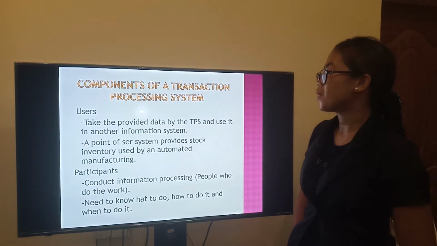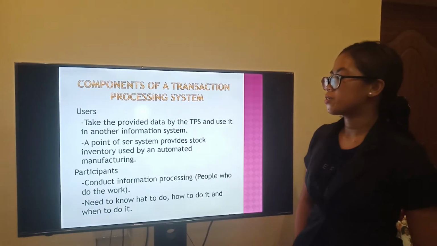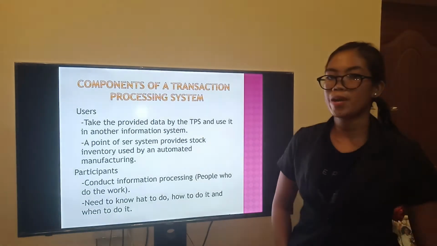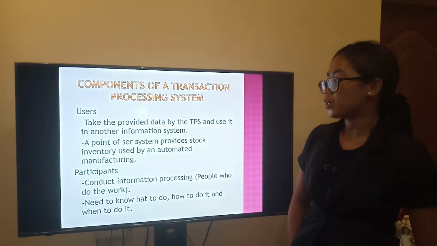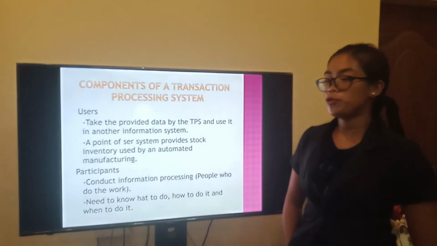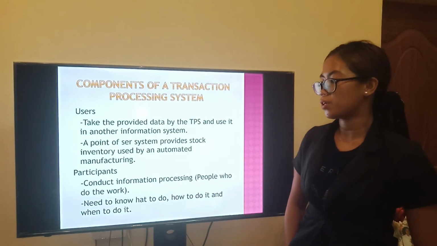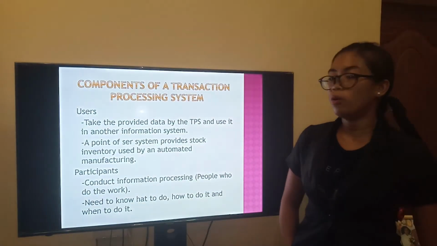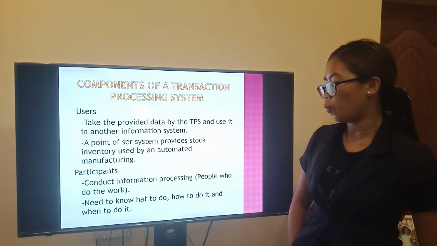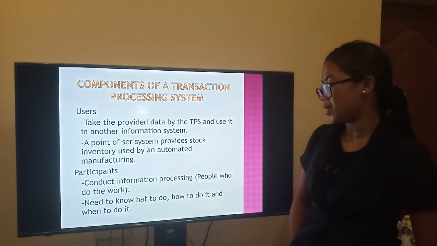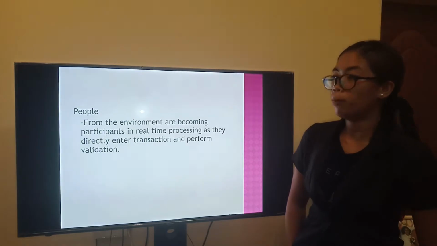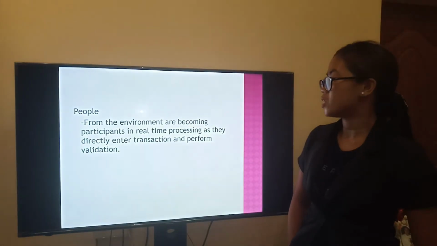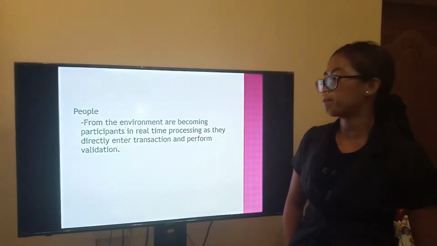Components of a transaction processing system. Users take the data provided by the TPS and use it in another information system. A point-of-sale system provides stock inventory used by an automated manufacturing. Participants conduct information processing. People who do the work need to know what to do, how to do it, and when to do it. People from the environment are becoming participants in real-time processing as they directly enter the transaction and perform validation.